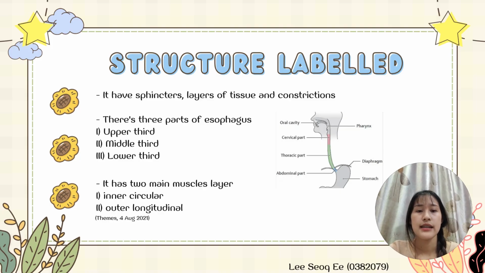And last, it has 2 muscle layers. First is the inner circular muscles, which contract around and narrow the lumen during peristalsis and squeeze it. And next is the outer longitudinal muscles, which contract lengthwise to shorten the esophagus during swallowing.